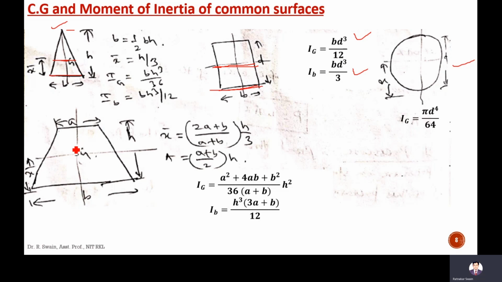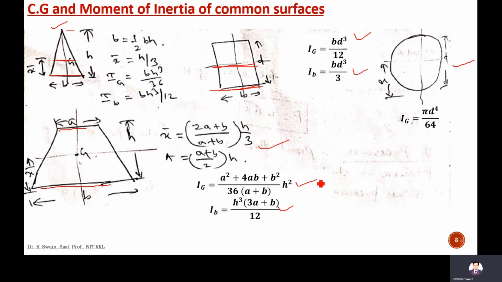And for this trapezoidal surface, x bar is (2a + b) divided by (a + b) into h by 3. Or area equals (a + b) by 2 into h, that we know. And Ig, if this is a and this is b, the moment of inertia about this CG is (a square + 4ab + b square) divided by 36 whole into (a + b) into h square. And Ib is nothing but h cube whole into (3a + b) divided by 12, means about base.